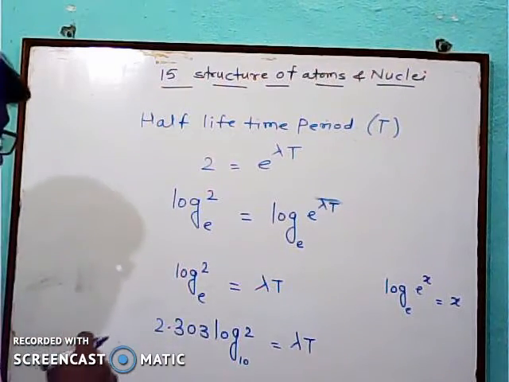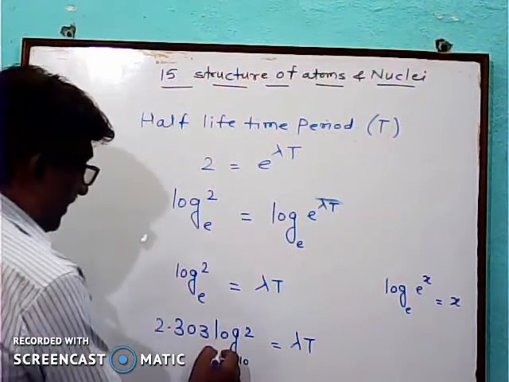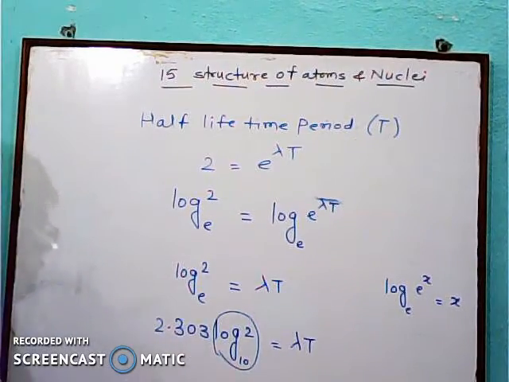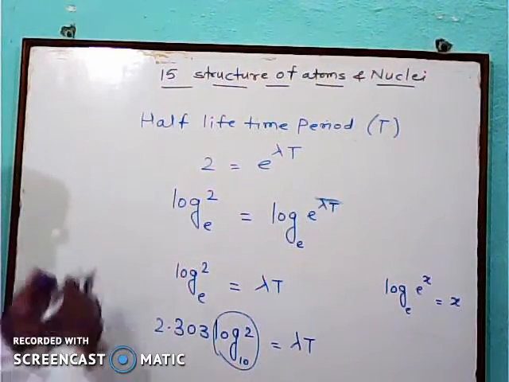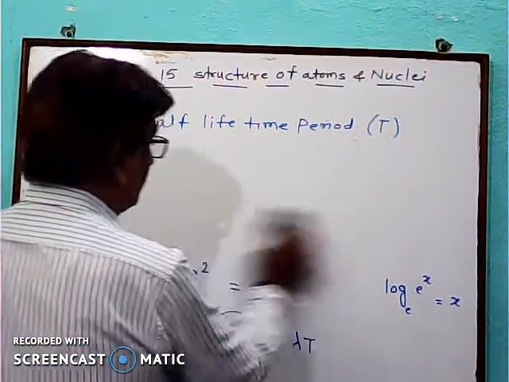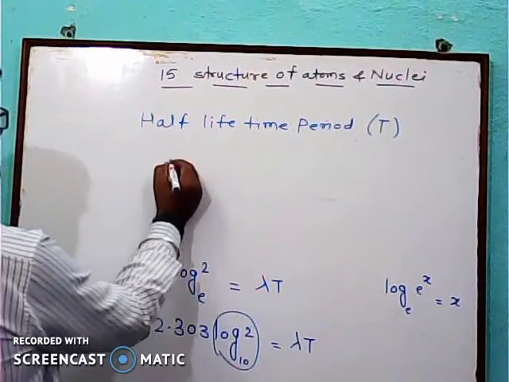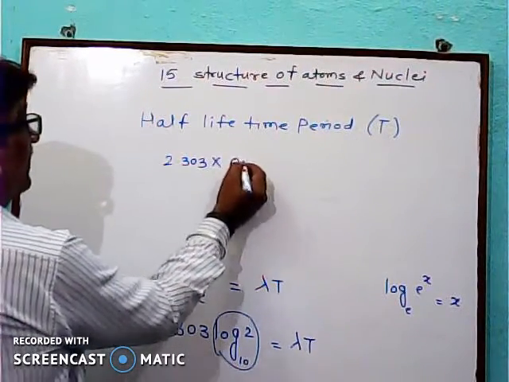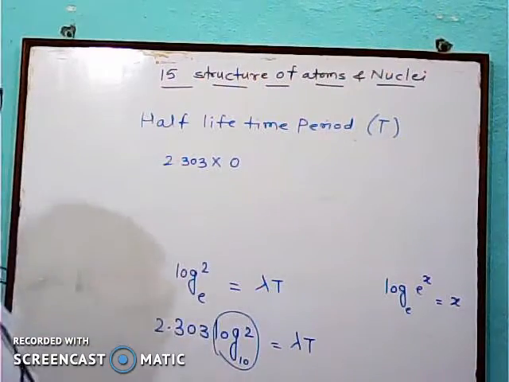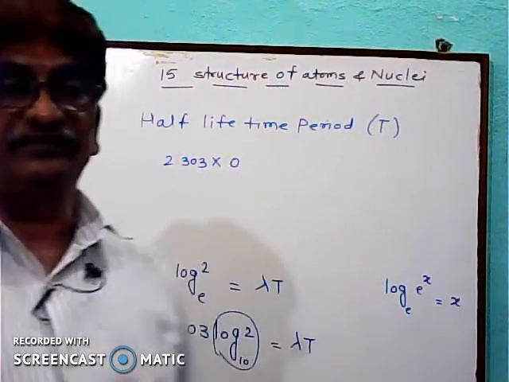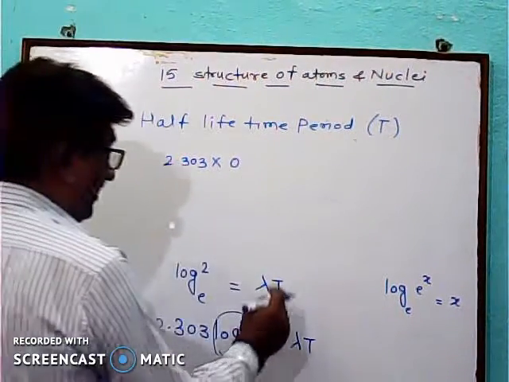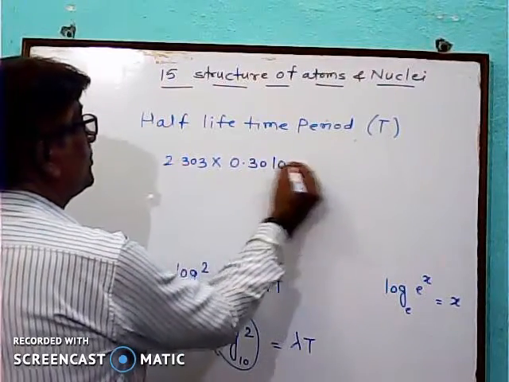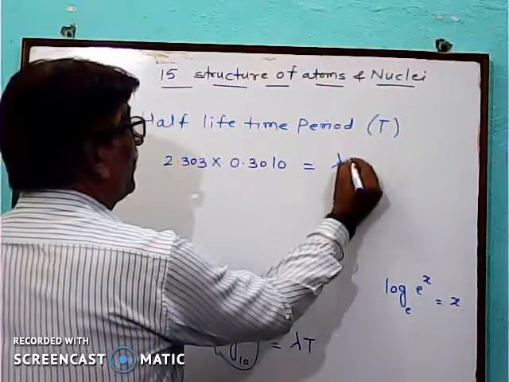So what happens? When we see log of 2, its characteristic will be, see here, 2.303 multiplied by the log of 2, that is 0.3010, will be lambda capital.